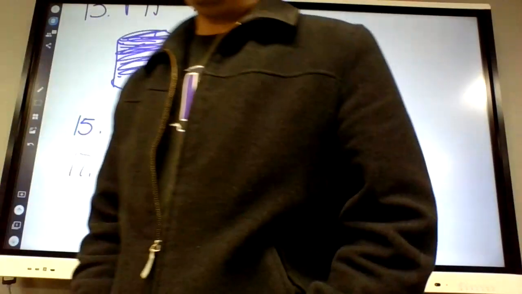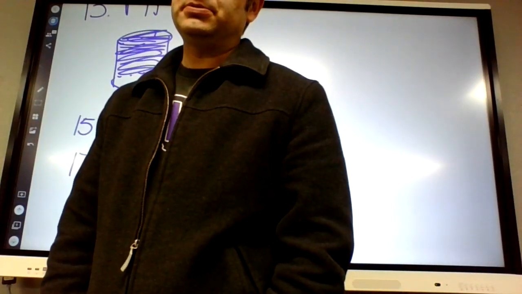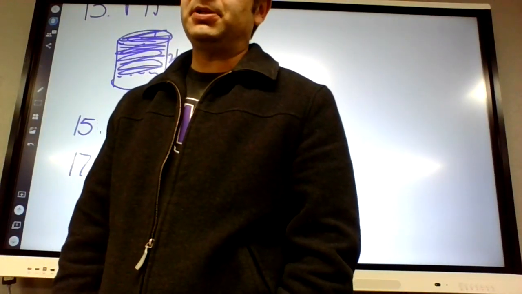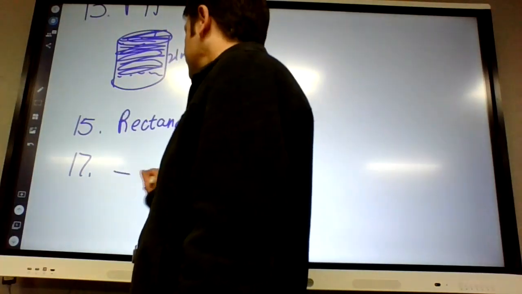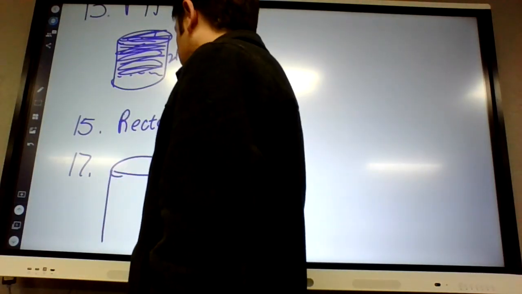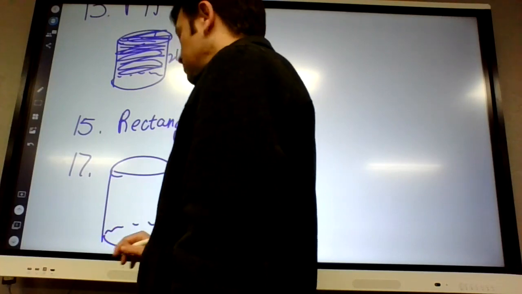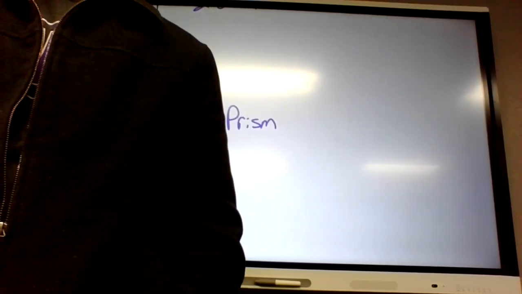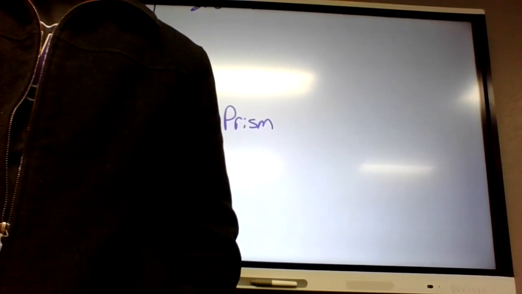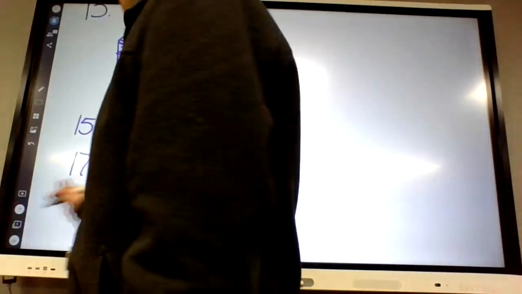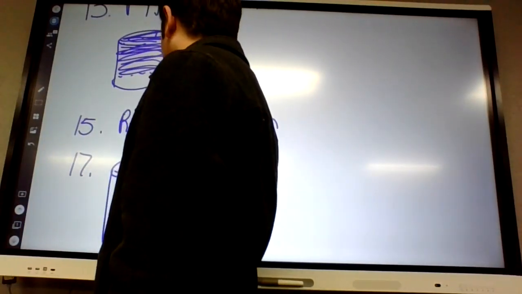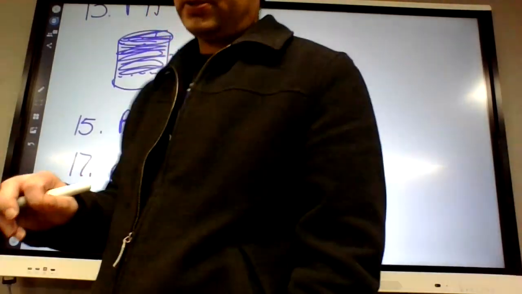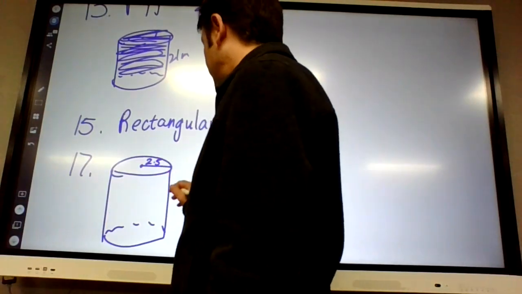Okay, if the cereal were marketed in a circular cylinder, what's the circumference? 2 pi r. So the radius is 2.5, and the height is 9, and what should the total surface area be?